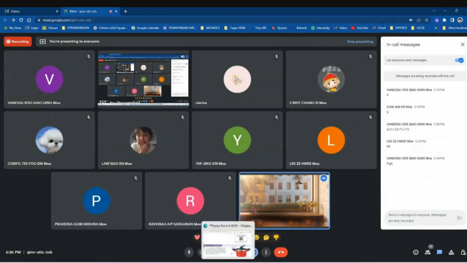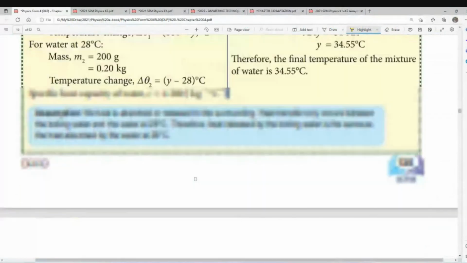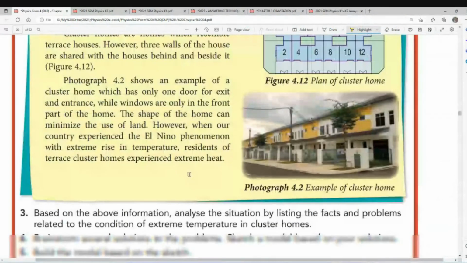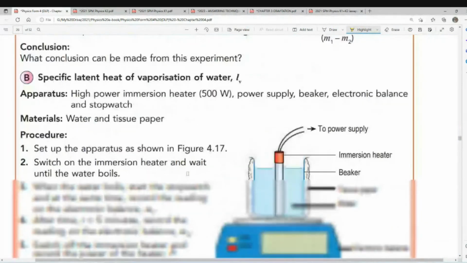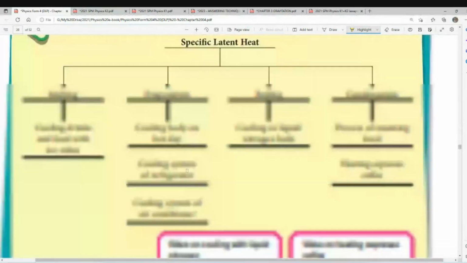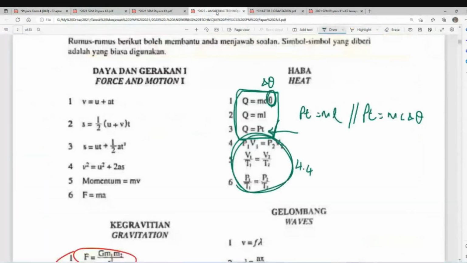Okay, and the next one is about the gas law. Gas law, nothing much I want to discuss, because the formula is clear already. You just need to make sure that you know which formula is related to which gas law. If you're referring to the formulas here, right?